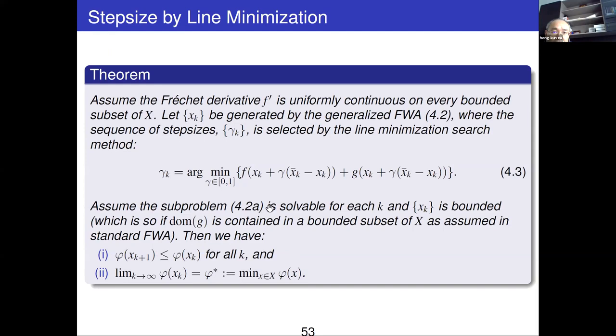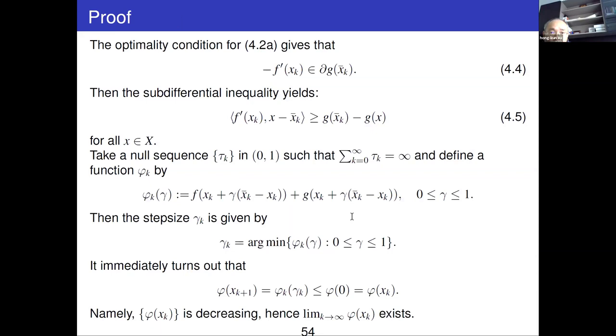Now, if the step size is selected by this line minimization search, then I can still prove the convergence as before. This method GFWA is actually the same method, and phi(xk) converges to the optimal value. This is the first extension. I don't have time to give you the proof. Now, how about open loop?